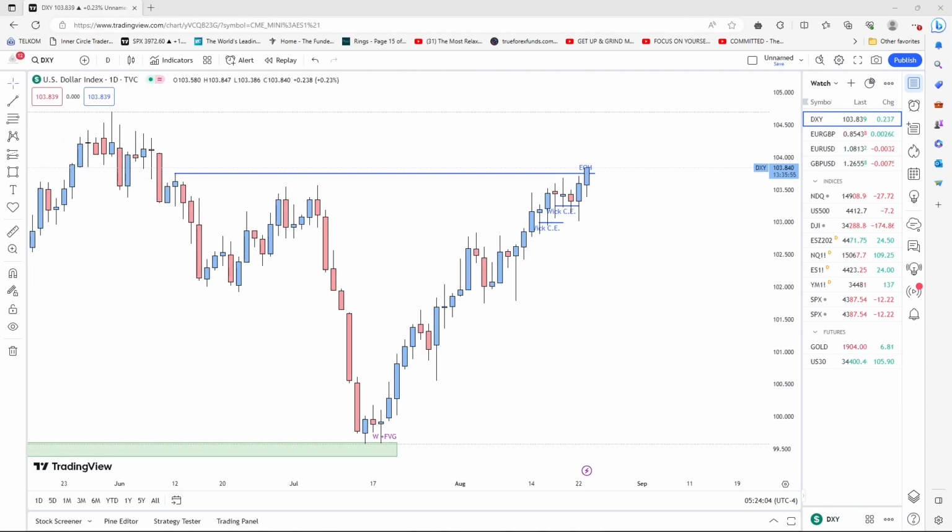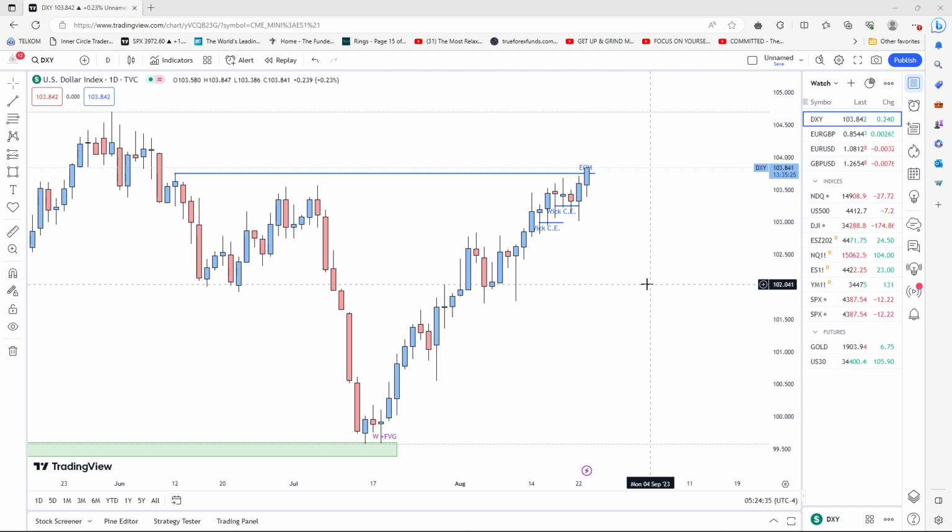Welcome back, everybody. We are looking at the dollar index, and this morning we will be looking at a trading review video. And I will look at a couple of silver bullet trading ideas and how I would have approached these silver bullet entry points.